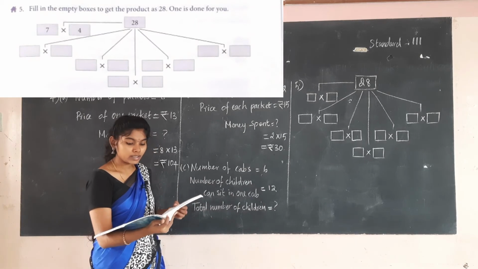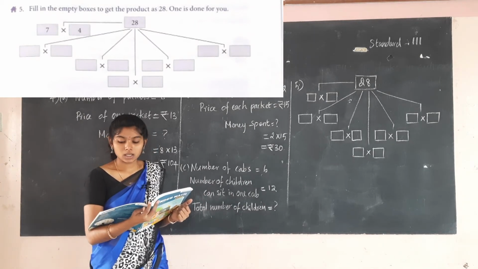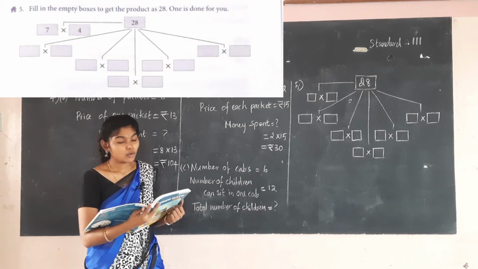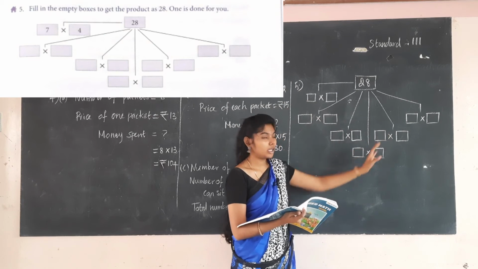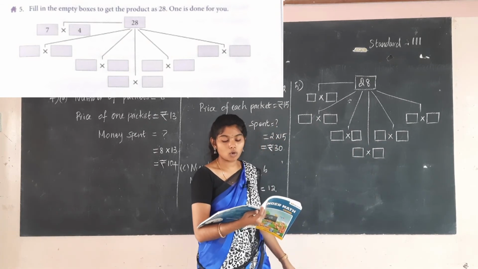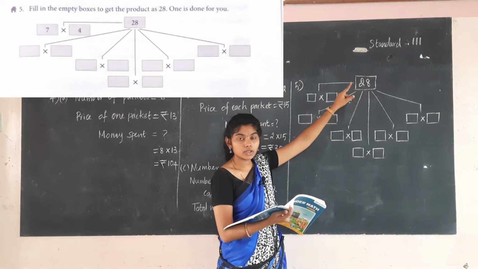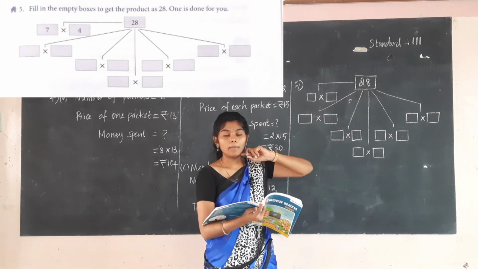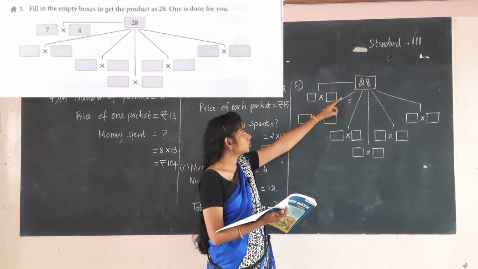And the next one is: fill in the empty boxes to get the product 28. So here I have given 28. We are going to fill the remaining boxes given here. Fill in the empty boxes. So the answer should be 28 while you are multiplying two numbers. While you are multiplying two numbers, you should get 28.